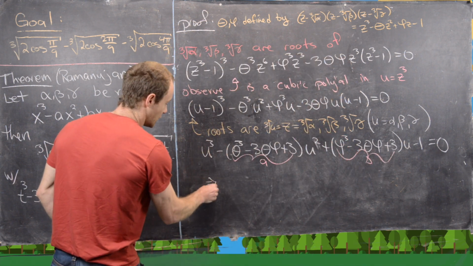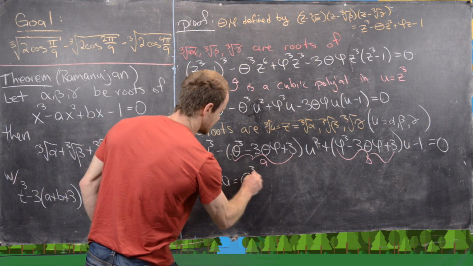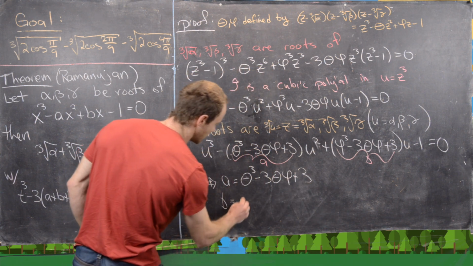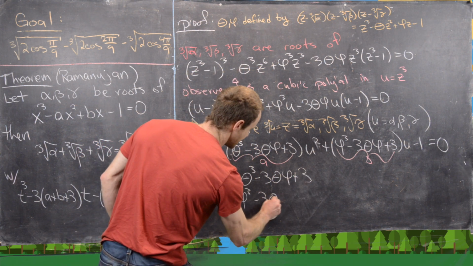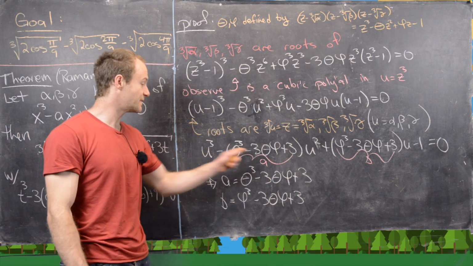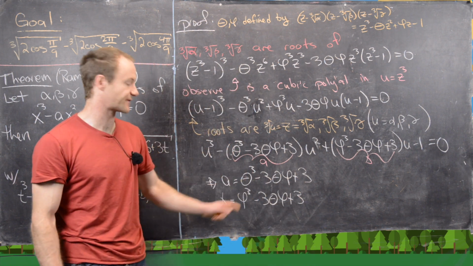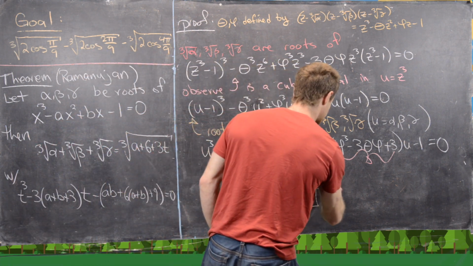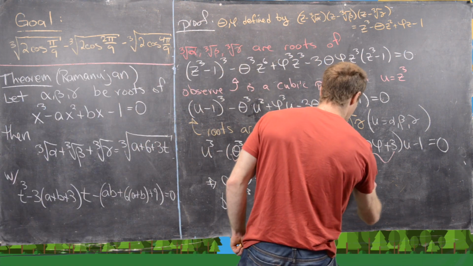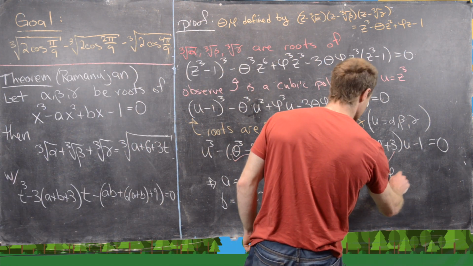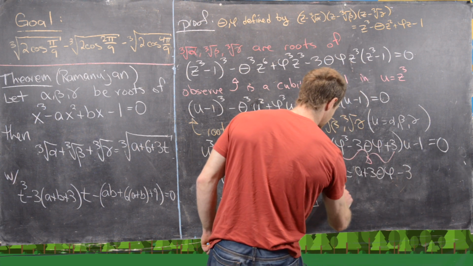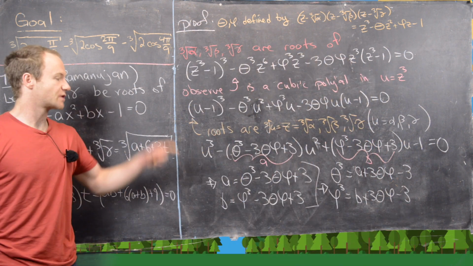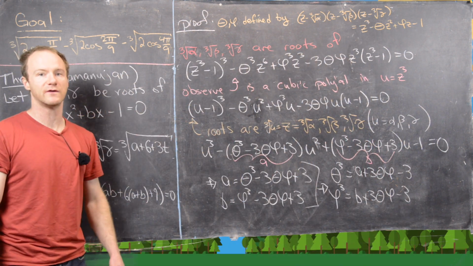So in other words, we have a equals theta cubed minus 3 theta phi plus 3, and we have b equals phi cubed minus 3 theta phi plus 3. But now notice that that allows us to solve this for theta cubed and phi cubed. And in fact, this is going to give us theta cubed equals a plus 3 theta phi minus 3. And then similarly, phi cubed is equal to b plus 3 theta phi minus 3. So what I'll do now is I'll bring that to the top and we'll move on to the next step.